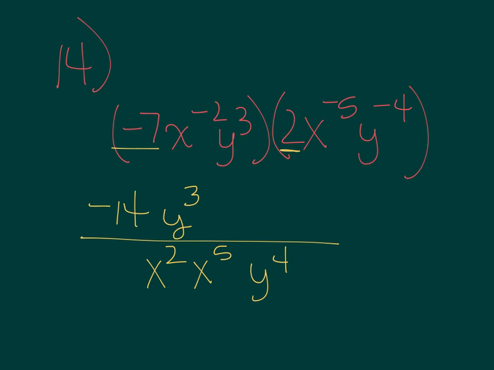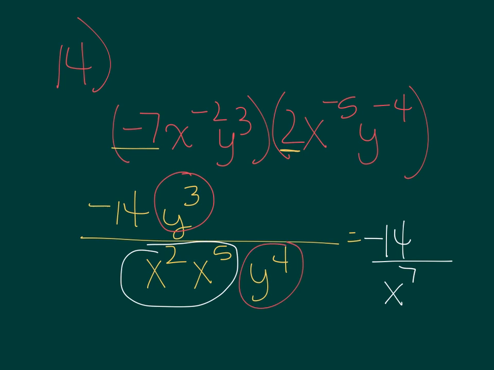So all I did first of all was multiply my coefficients and then put my x's and y's wherever they were according to the sign of my exponent. But now I'm ready to simplify. Let's look at our x's first. All my x's are on the bottom, so I add them together, that's x to the 7th. The negative 14 is just going to stay where it's at. Coefficients don't follow the exponent rules. And then I have y to the third over y to the fourth. So the bottom y wins by 1. So my answer is negative 14 over x to the 7th y.